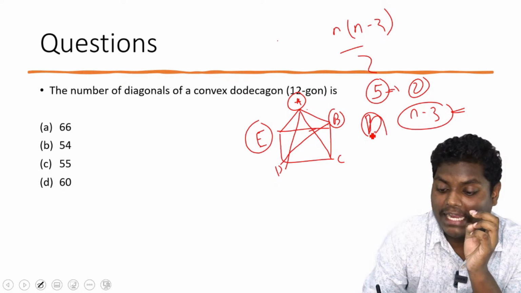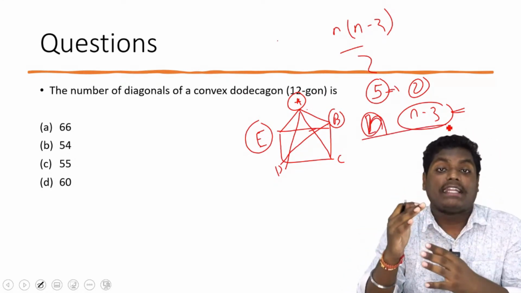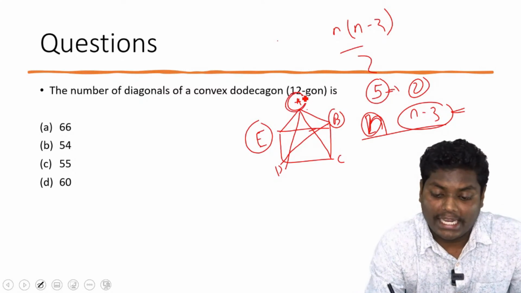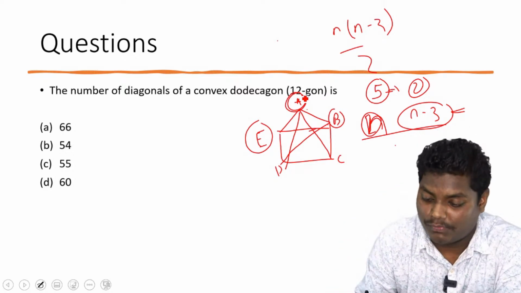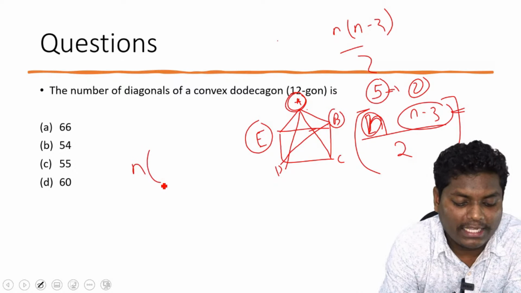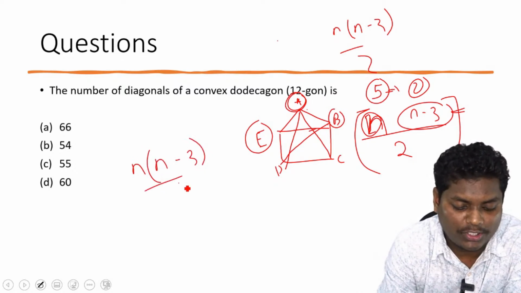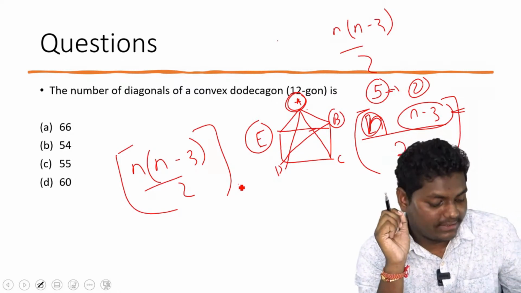If we are having n vertices, then it will be multiplied by n. And since every time we calculate for A, we are also adding up the other diagonals, we are calculating each diagonal twice. So we have to divide it by 2. So this is the logic. We have this formula n into n minus 3 upon 2. I'm sure this would have clarified all the things.